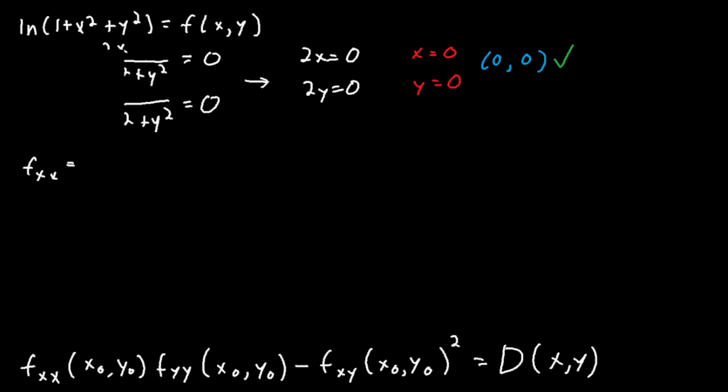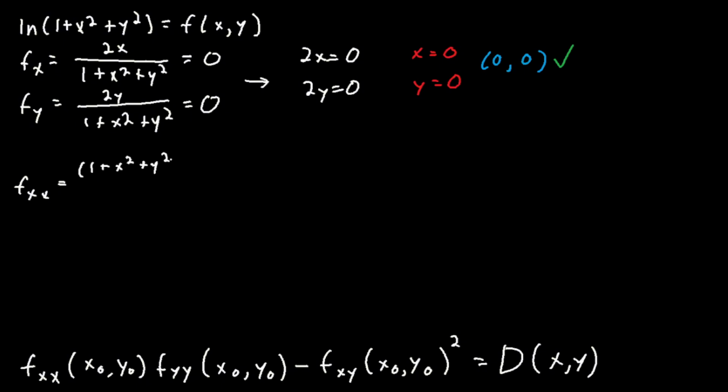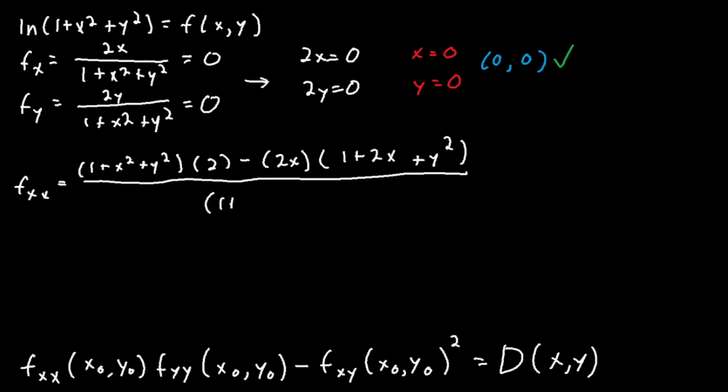Okay. Let's make some space for this. Let's use the quotient rule. The quotient rule would be 1 plus x squared plus y squared, oh, Jesus Christ, minus high d low, 1 plus 2x plus y squared, over 1 plus x squared plus y squared, squared. This is our double x partial. But it's not that annoying because since our point is (0, 0), a lot of these are really, really easy to calculate.